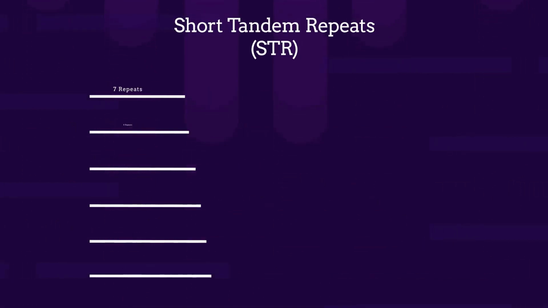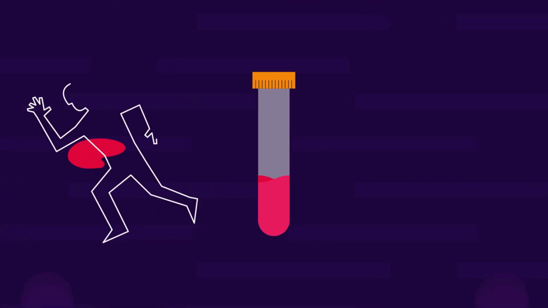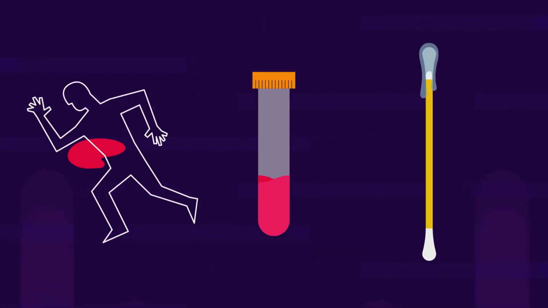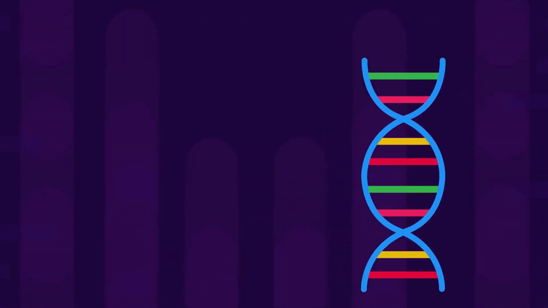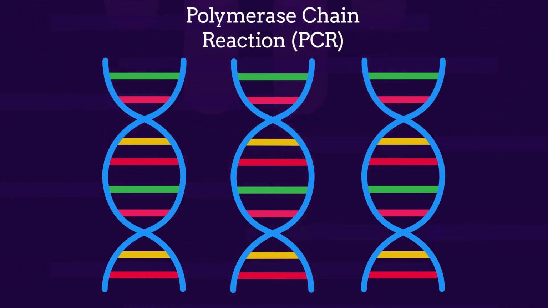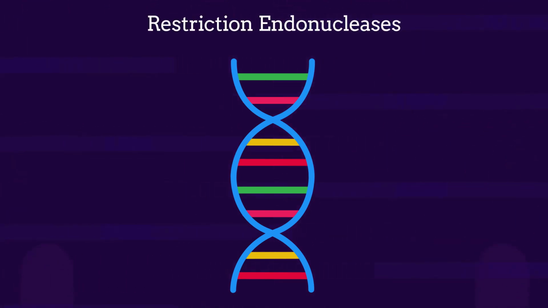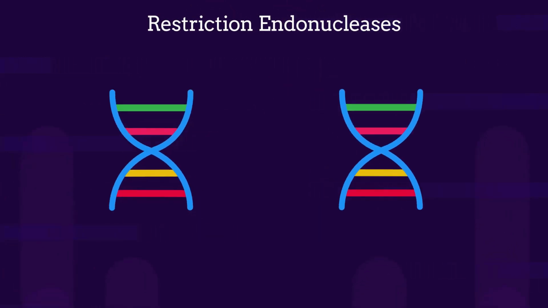As an example, this could be from some blood at the crime scene or a swab from the inside of someone's cheek. The DNA is then extracted from the sample. Many copies of this DNA may be made using the polymerase chain reaction, or PCR. Special enzymes called restriction endonucleases are used to cut the DNA up into different sized pieces.